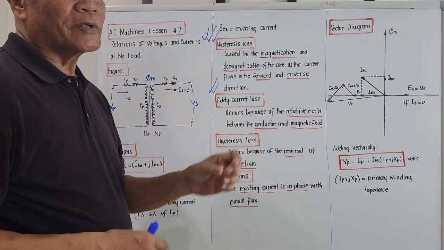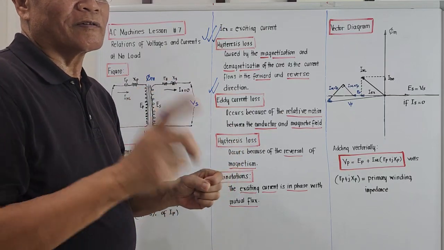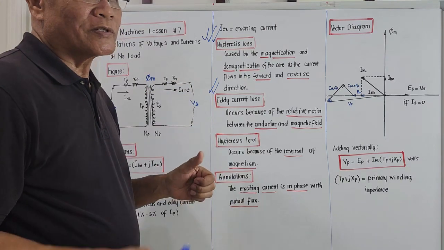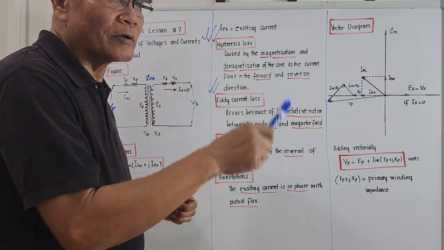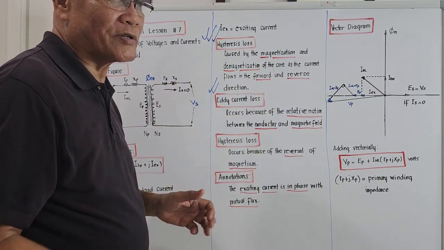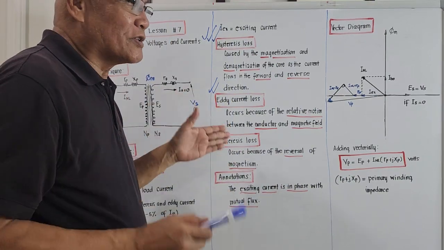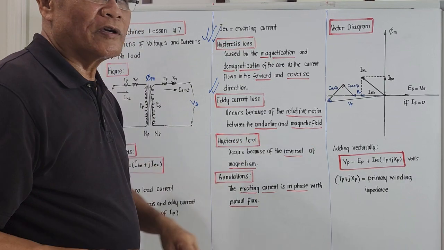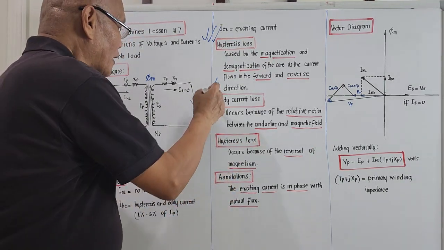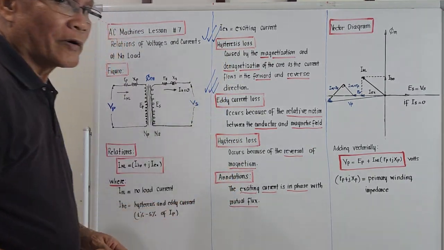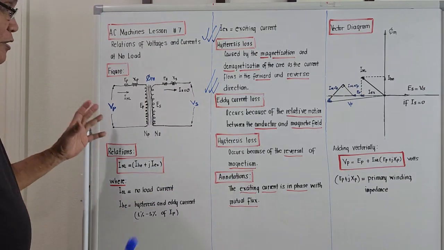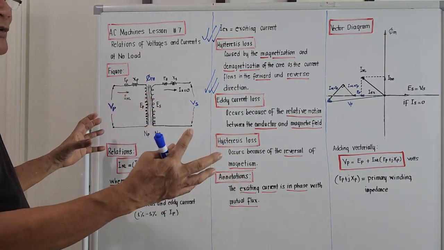Because to produce a voltage, there should be magnetism, right? The two requirements for us to generate voltage are that there should be a conductor and there should be flux or magnetism. And according to the study, the relative motion between the conductor and the magnetic field is termed the eddy current loss. Okay, that's storytelling, guys.